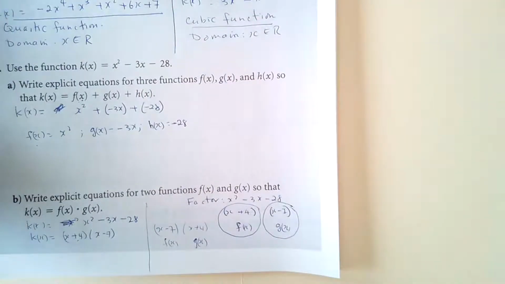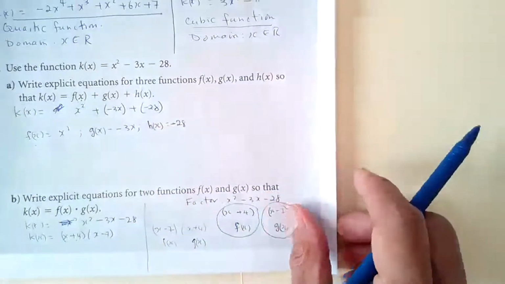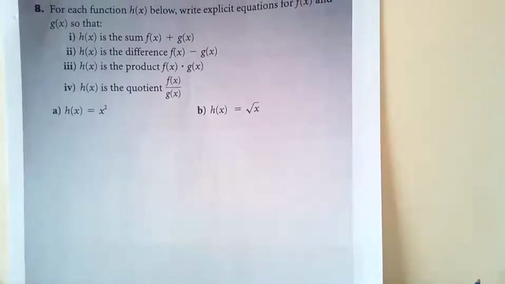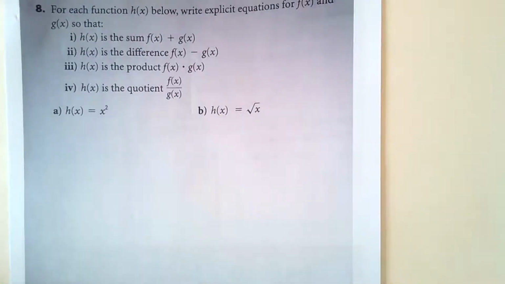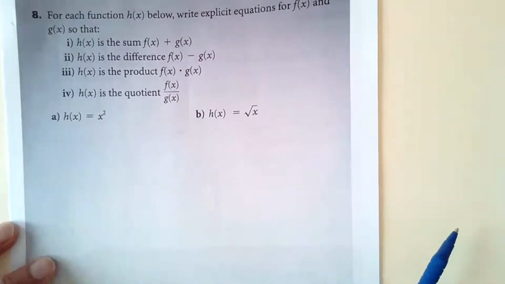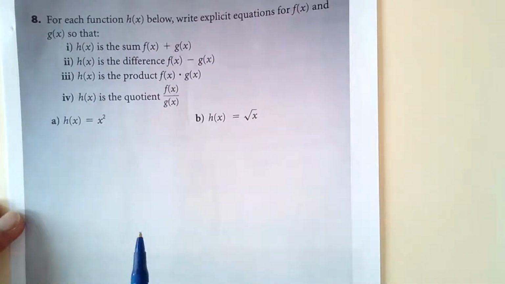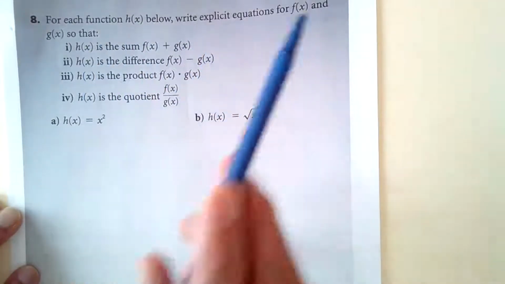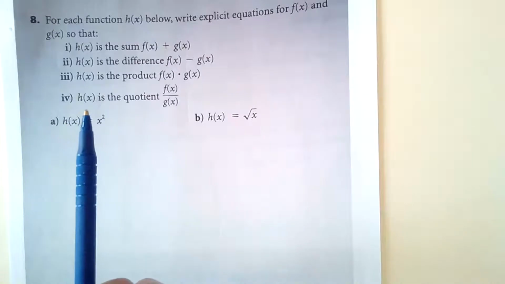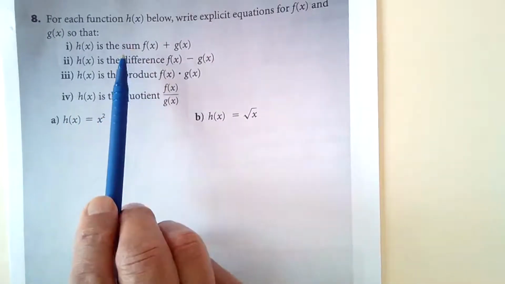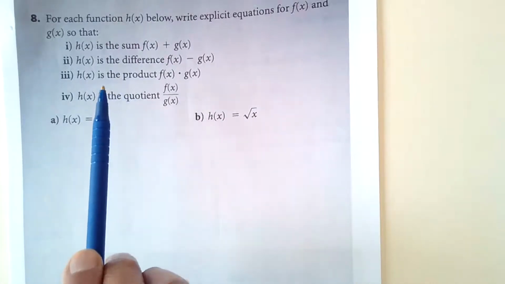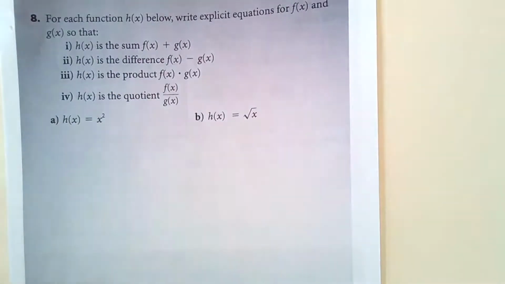Okay, I will do one last question from this part here. Question 8. I'll do one section here and I'll post the other answers on the blog. For each function h of x, we will write an explicit equation for f of x and g of x so that the sum, difference, product, and quotient work. So we have 4 of these.